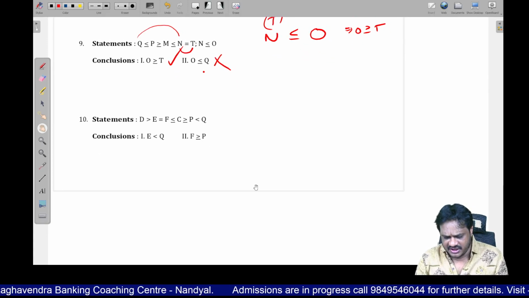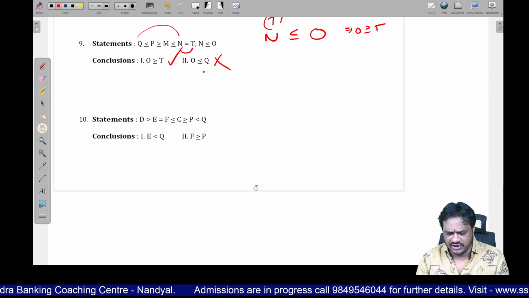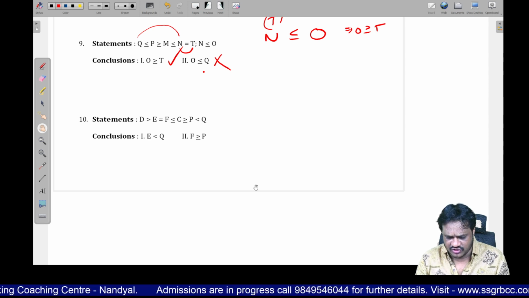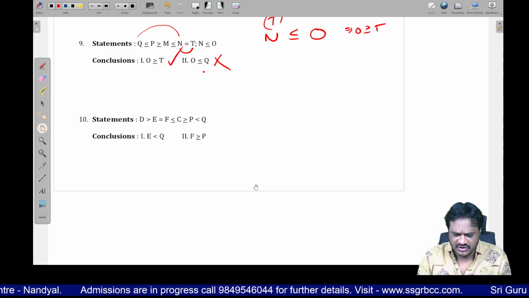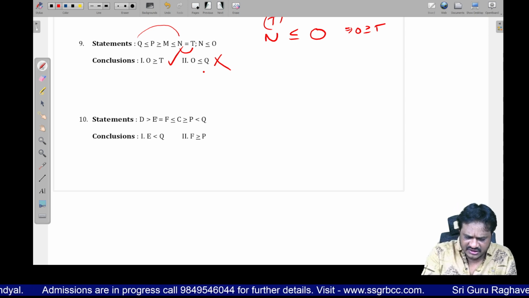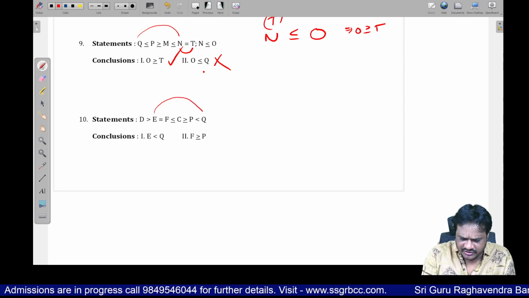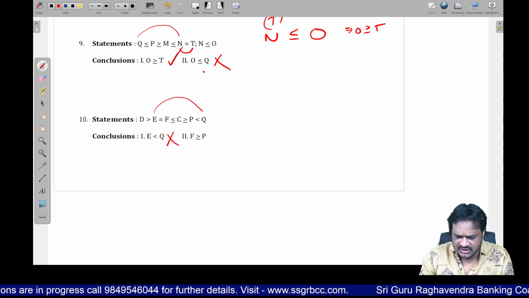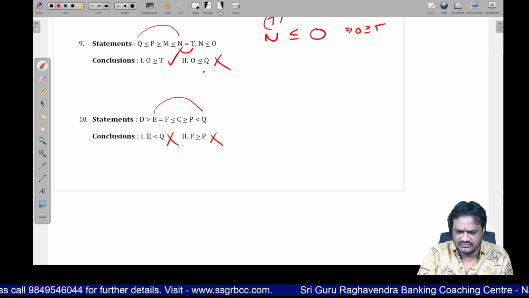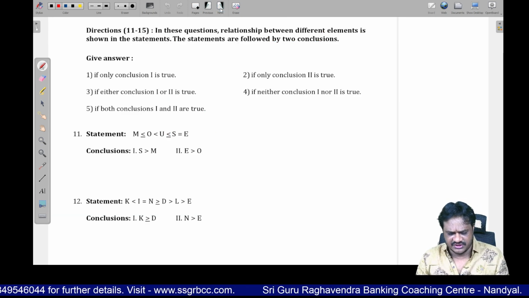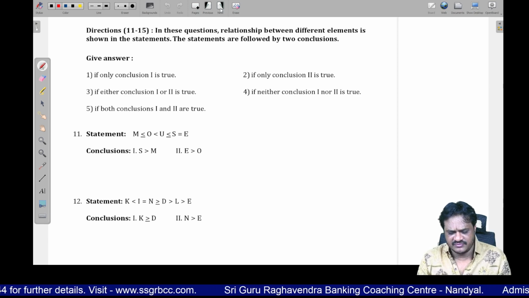D greater than E, E is equal to F, F less than or equal to C, C greater than or equal to P, P less than Q. First one, E less than Q. From E to Q there is no common symbol. F to P there is no common symbol. Neither one, not two. 11th question, same process.